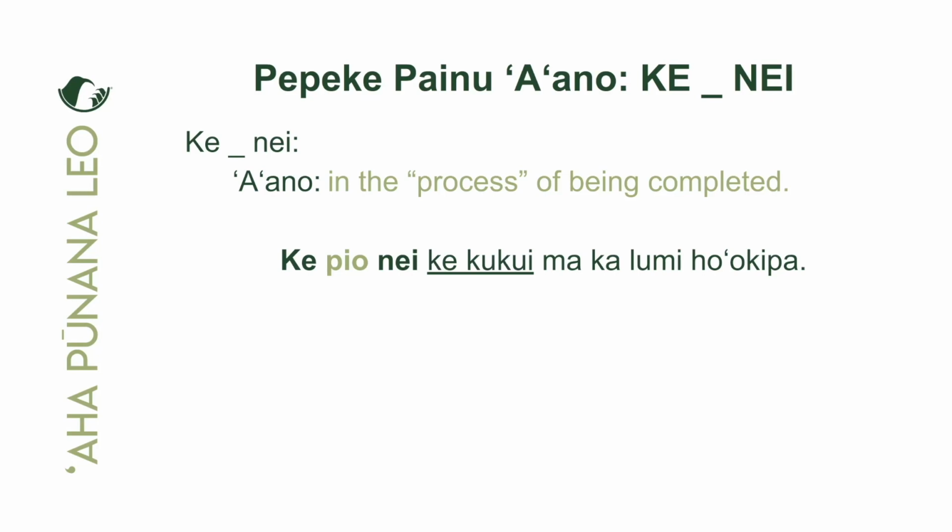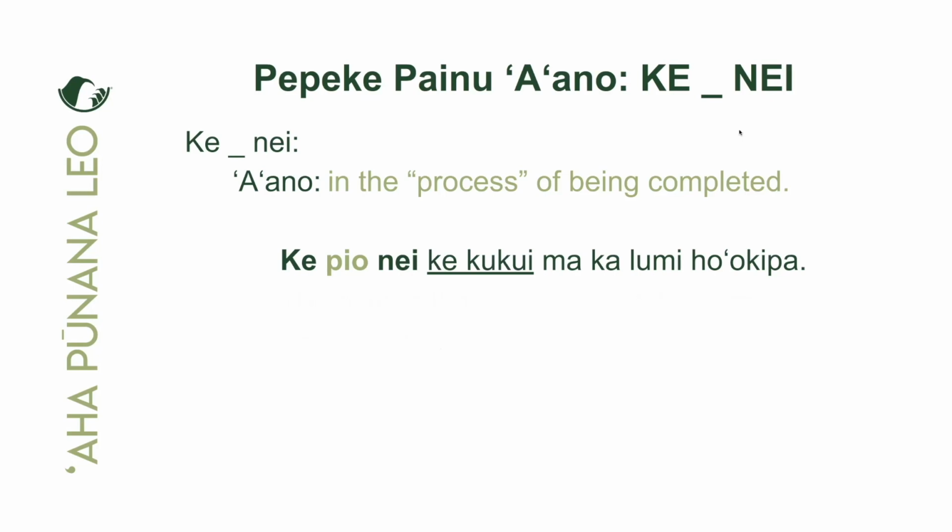Okay. The light, ke kukui, is the piko of the sentence. Where is this taking place? Ma ka lumi ho'okipa. In, on, or at. Ka lumi ho'okipa. In the living room. Okay. So the mana'o of this is that the light is in the process of being turned off. Yeah, it hasn't been completed yet. It's happening right now, but it's with the idea that it's being completed. Okay, it's going to be done. Ke pio nei ke kukui ma ka lumi ho'okipa.